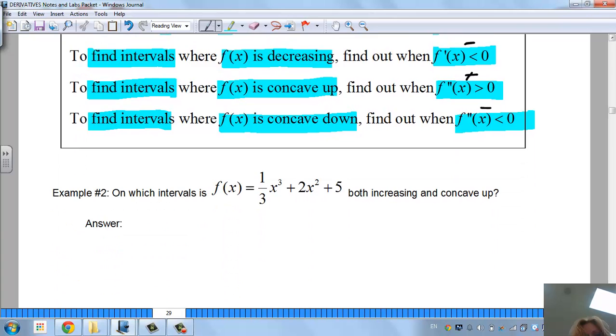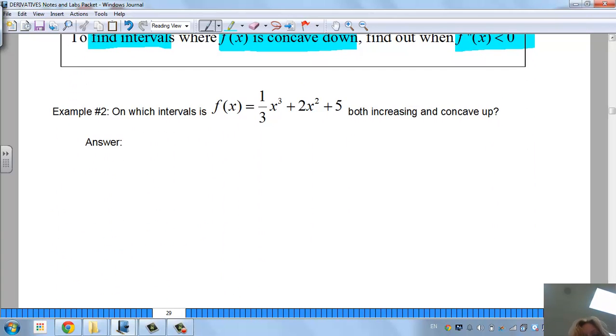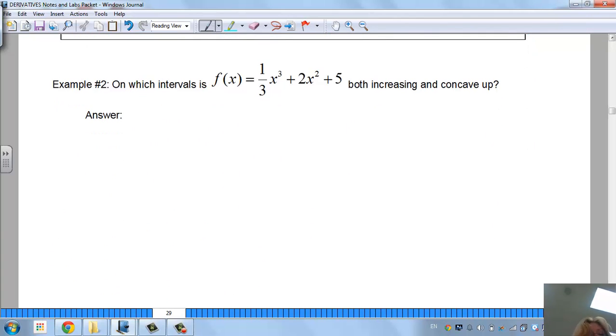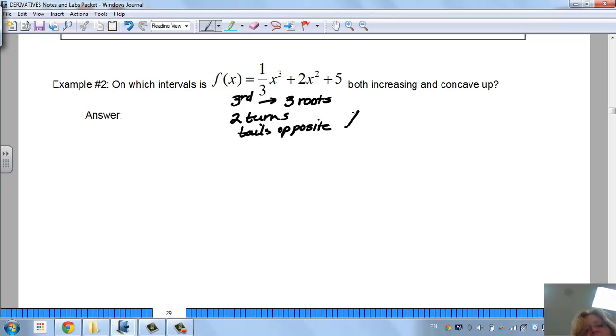So let's practice this. And I have a nice function here. It's a polynomial. So let's review things we've learned before. It's a third degree, so I know it's going to have at most 3 roots. It's going to have 2 turns in my graph. My tails are going to be opposite because it's an odd function. And I know my right tail is going to be up because it's positive in front. So that's things we learned before.